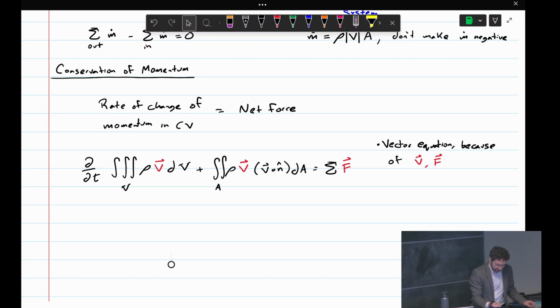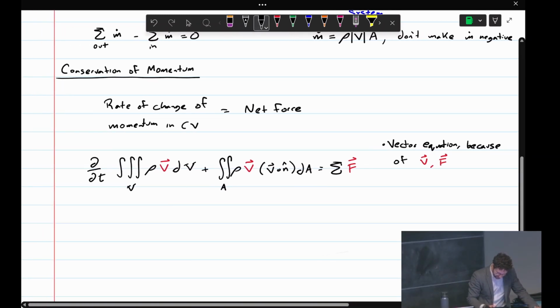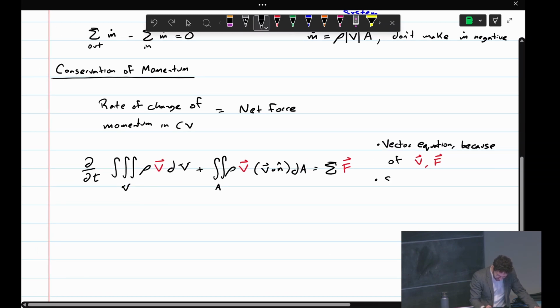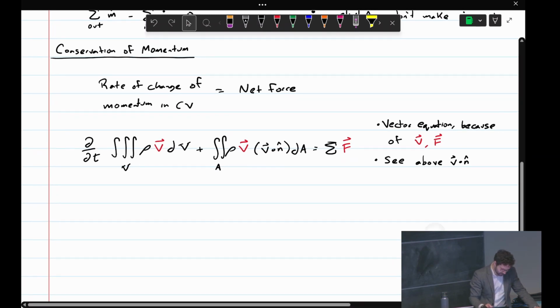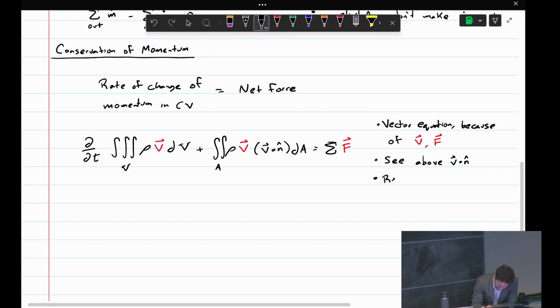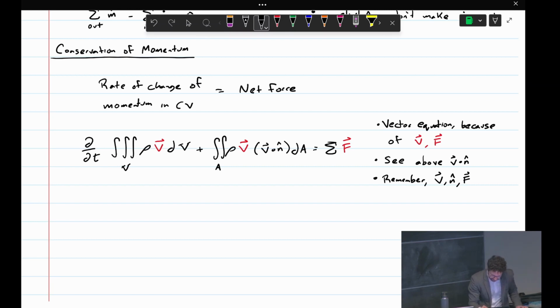Okay. Another common mistake with this equation would be the same from above. So that note about v dot n also applies. And remember, v, n hat, f, these are all defined based on the global coordinate system.